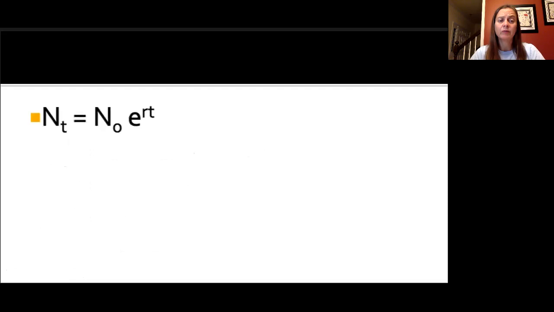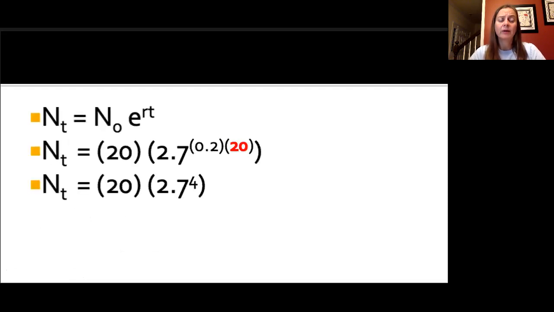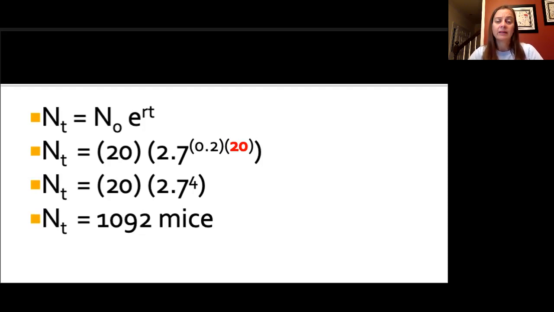And we'll do this one more time for 20 years. So now we have 2.7 to the fourth power, and we have 1,092 mice. Okay, so exponential growth definitely changes substantially. It does not double in the same amount of time. And we're going to talk about something called the rule of 70 in a little bit. If you're asked to calculate change over time, take the first number that you have, the final number, and divide by the amount of time as a percentage.